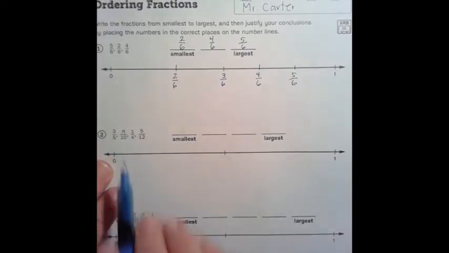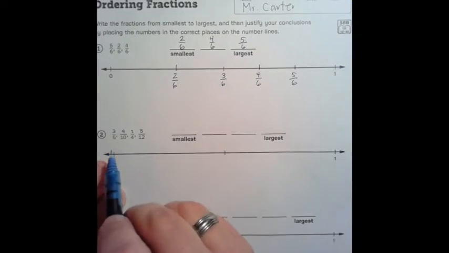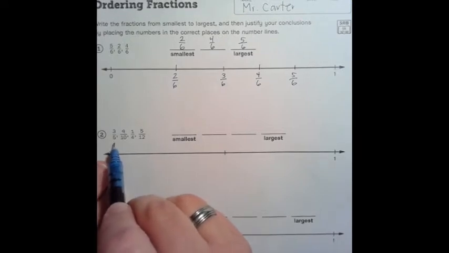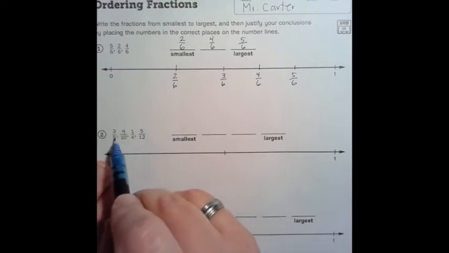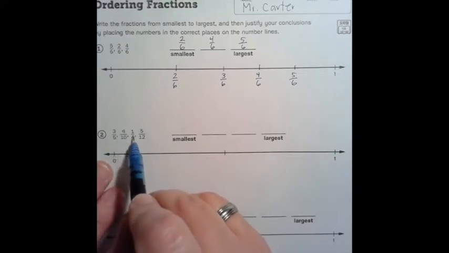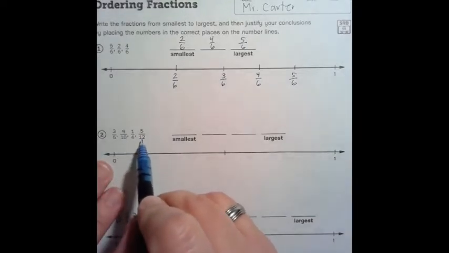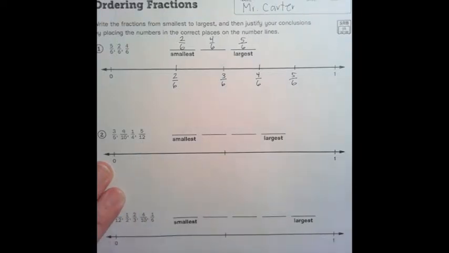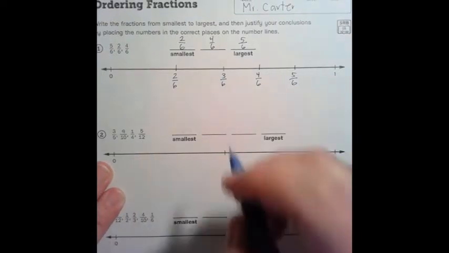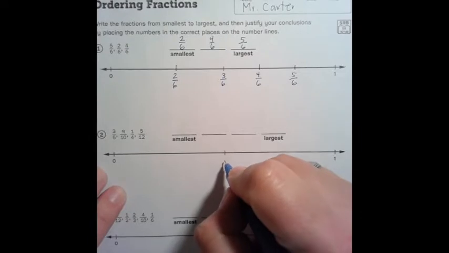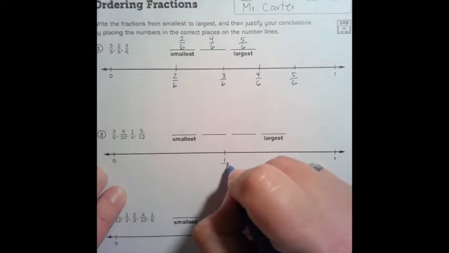All right, let's look at number 2. This time we are comparing fractions where the denominators are not the same. So we have 3/5, 9/10, 1/4, and 5/12. Again, let's use the benchmark of half to help us out.